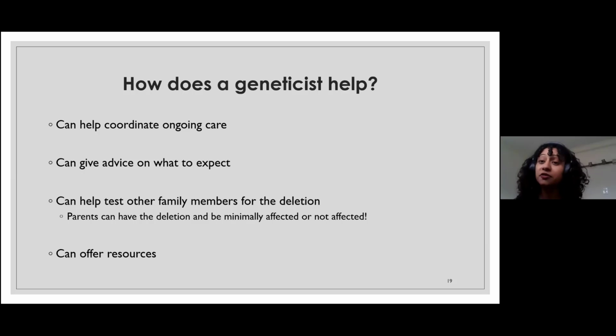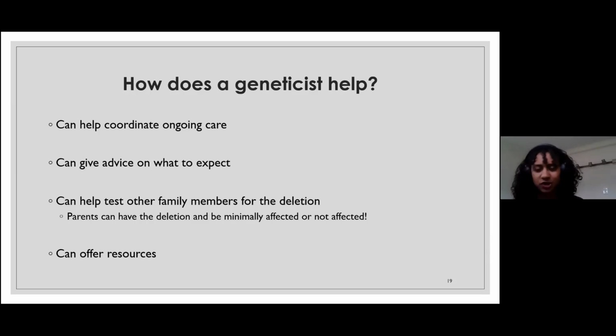We can help test other family members for the deletion. That's an important thing to keep in mind. Sometimes people with 22q inherit the deletion from their parent, and parents sometimes have that deletion and are very minimally affected or not affected at all. I've certainly seen many families where a child gets diagnosed with 22q, and then we test the parents, and the parents think that they're perfectly healthy. They may have had a little bit of trouble in school, but nothing over the top.